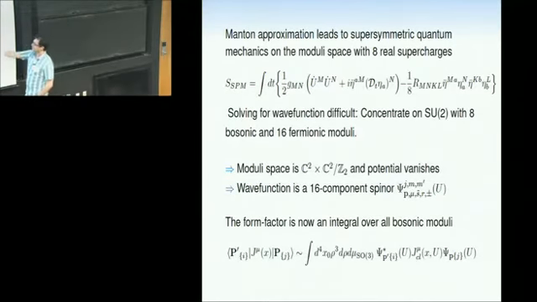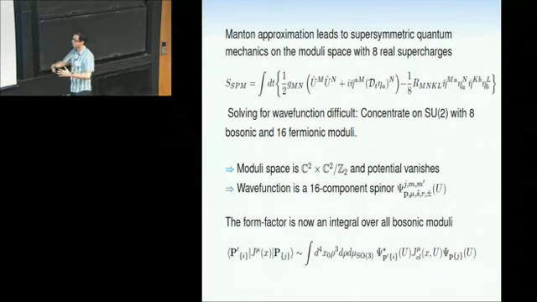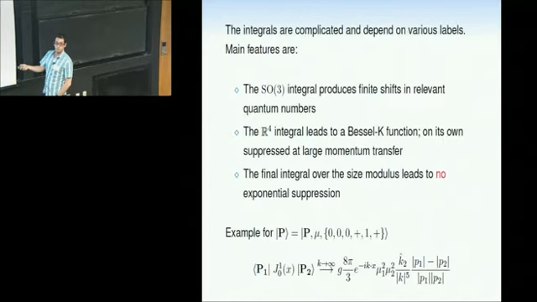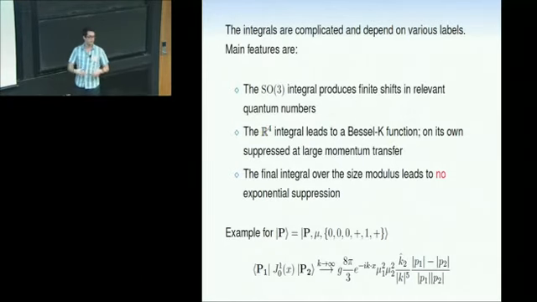As you can see here, each of these states is going to be labeled by 8 parameters like this. So there's lots of freedom in having an incoming state labeled by such and such parameters, and an outgoing state labeled by other parameters, and this just blows up the complexity of writing down the final answer. So I'm not going to write the final answer, but I'm going to tell you the main features. There is an SO(3) integral which produces finite shifts in the relevant quantum numbers and doesn't affect whether these amplitudes are exponentially suppressed or not.